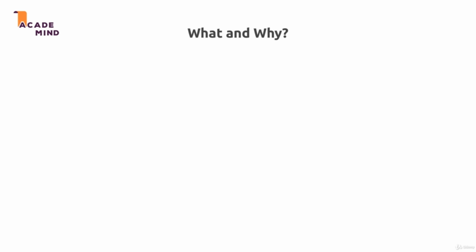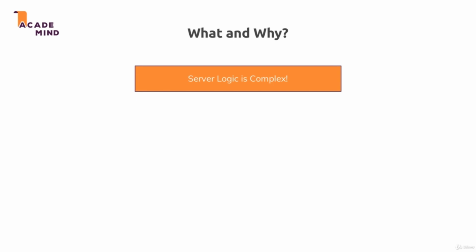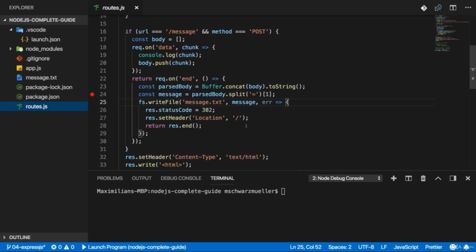So what is Express and why do we use it? Well, I briefly mentioned it. Writing all that server-side logic is pretty complex. Just remember what we had to do to parse an incoming request. For extracting the body, we manually had to listen to the data event, to the end event, and then create a buffer, which we in the end converted to a string. And this was just one type of data we could get.